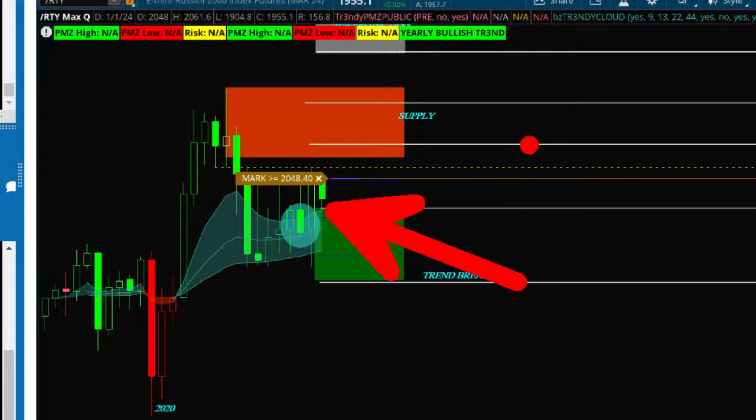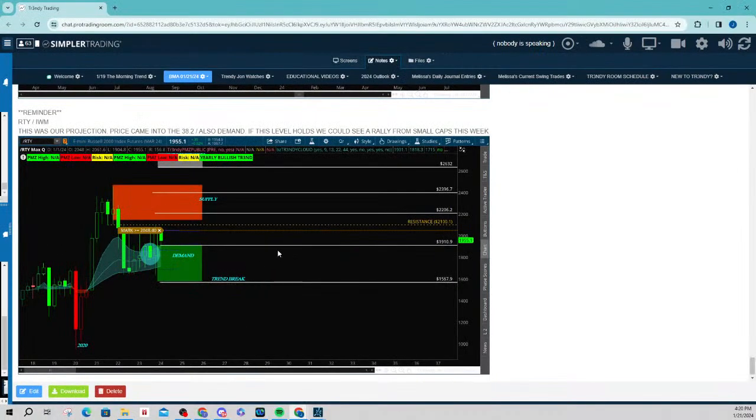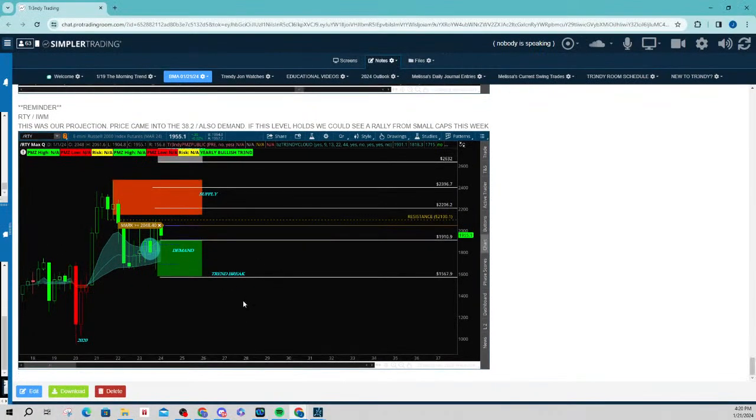If you're paying attention to the bigger picture, that means you guys are really killing some trades here. A lot of traders I see get mixed up in the daily, like every 1 minute candle. Don't forget, there's another life out there with trading. It means to sit back and let the bigger charts work out for you. My reminder is this: price came into 38.2, which also lined up with the demand. If this level holds, we could see a rally from small caps this week, ladies and gentlemen.